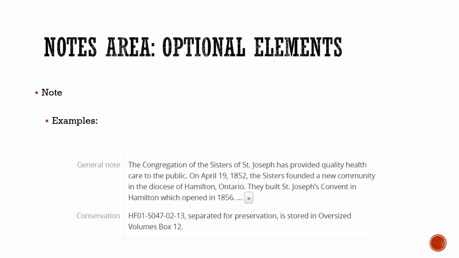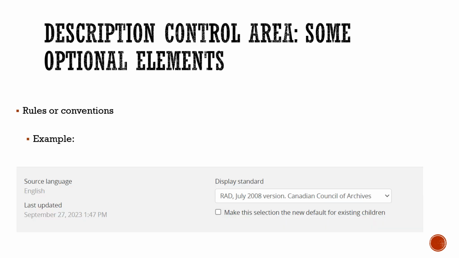There are a number of optional elements in the notes area. You may even use the general note area to provide contextual information. There are a number of optional elements in the description control area to provide information about the administration of the AtoM record and the content standard used in the description, for example, RAD or DACS.